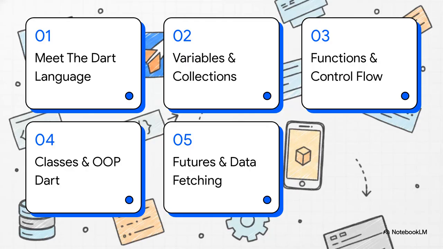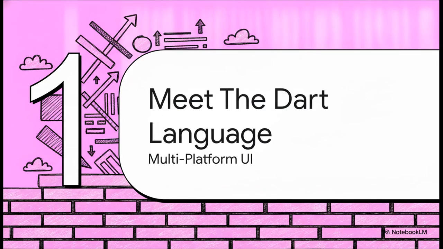Here is our roadmap. First, we'll meet the Dart language itself. Second, we'll cover variables, types, and collections. Third, we'll look at functions and control flow. Fourth, we'll tackle classes and object-oriented Dart. And finally, we'll wrap up with futures and data fetching. Let's get to it. Section 1.